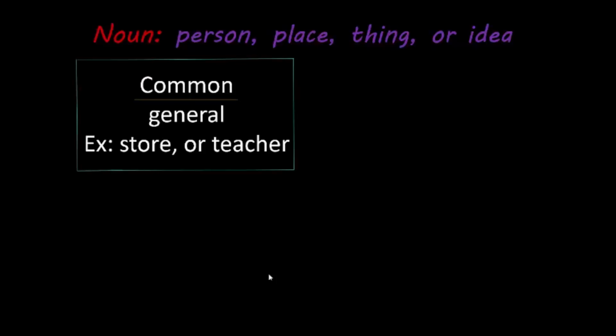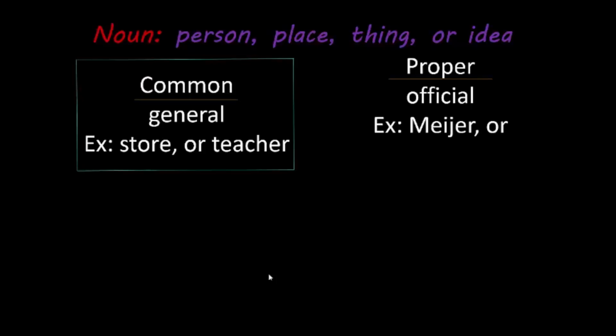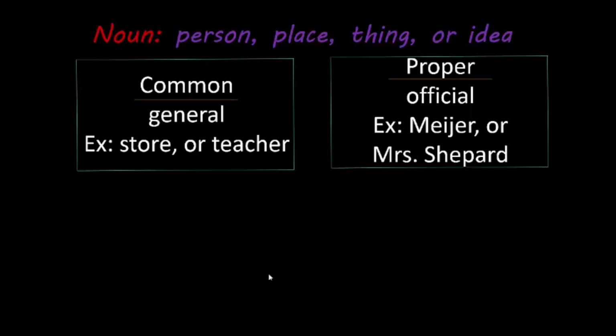The next one that we're going to discuss is a proper noun. And a proper noun is specific. A proper noun is an official name of a person, place, or thing. So if I was going to give the store a specific or official name, I'd call it Myers. Or if I was going to give the teacher a specific or official name, it'd be Mrs. Shepherd. So I'm giving a specific name to the noun.